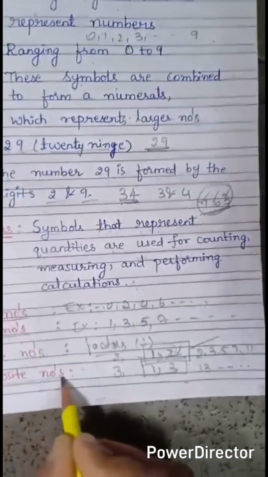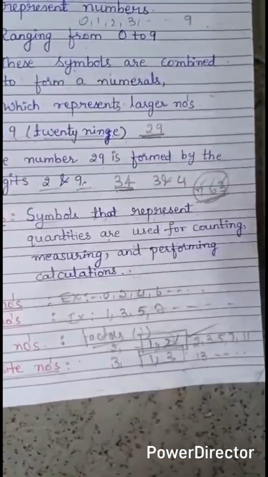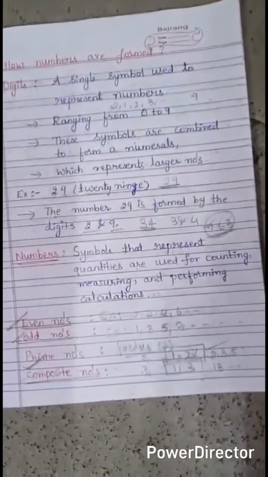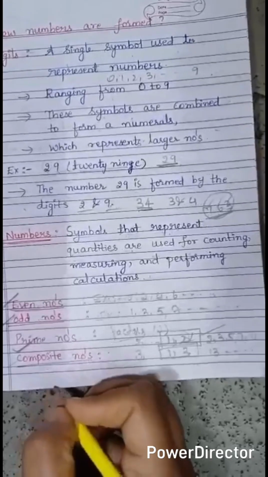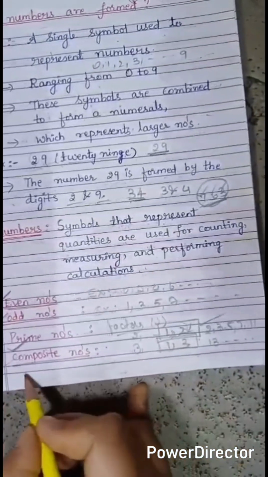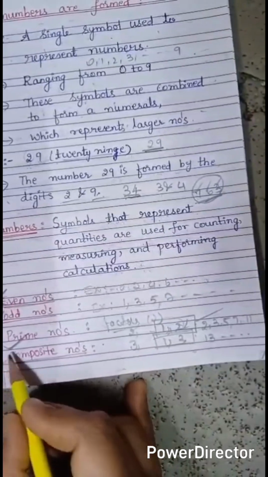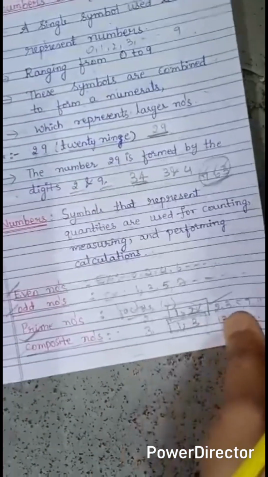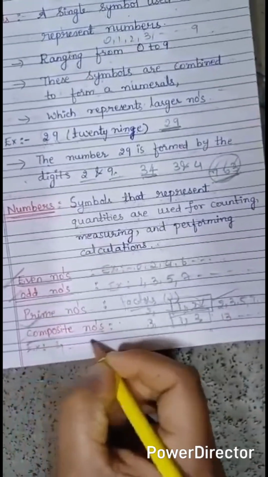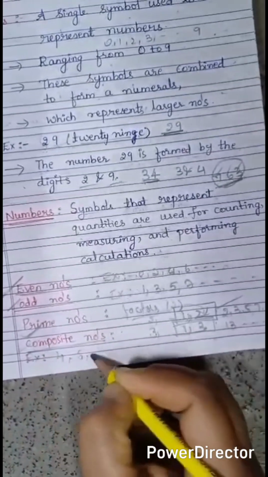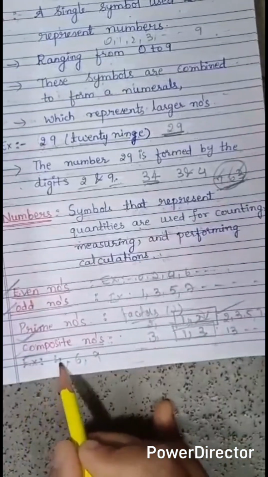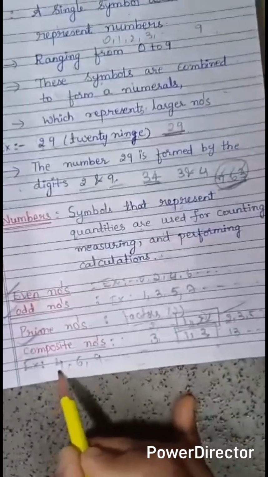Next, composite numbers. What are the composite numbers? The numbers which have more than 2 factors are called composite numbers. See, example: 4, 6, 9 and so on.